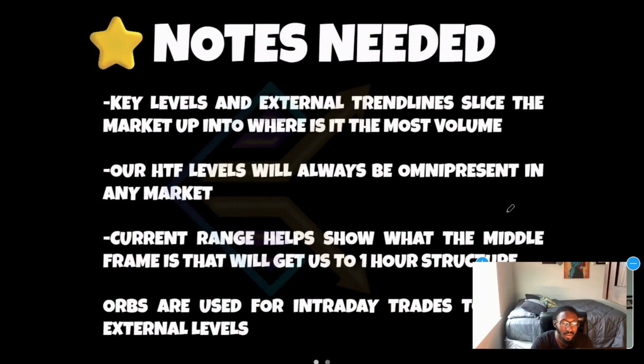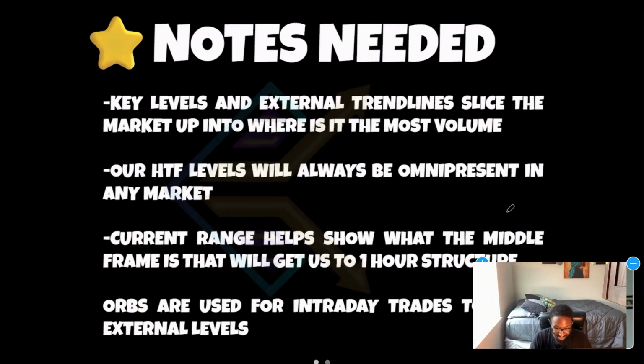Notes needed. Key levels and external trend lines slice the market up where it is the most volume. Our higher time frame levels will always be omnipresent in any market. Current range helps with the middle frame that will get us to the 1 hour structure. ORBs are used for intraday trades to trade to these.